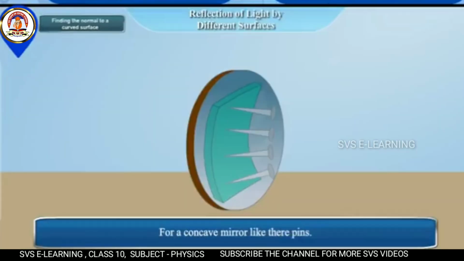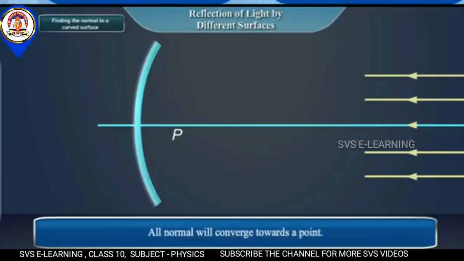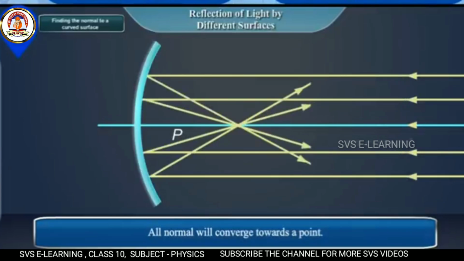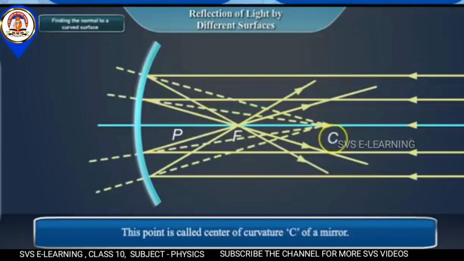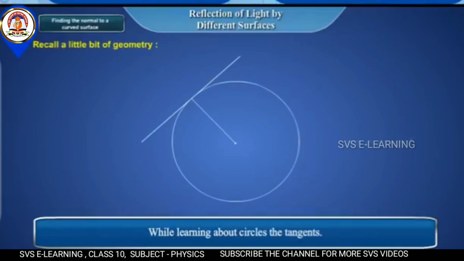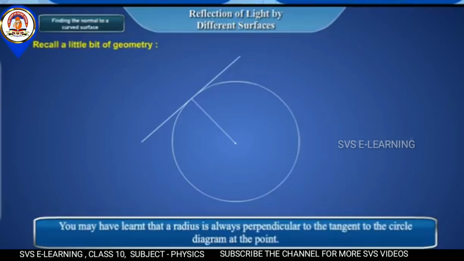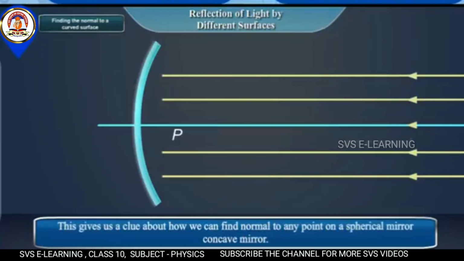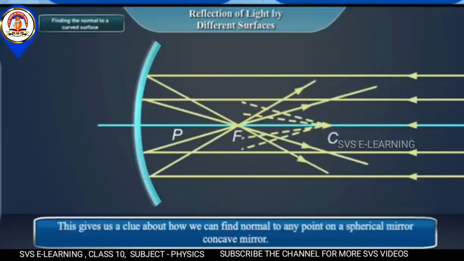For a concave mirror, like the pins, all normals will converge towards a point. This point is called the center of curvature C of a mirror. Recall a little bit of geometry. While learning about circles and tangents, you may have learnt that a radius is always perpendicular to the tangent to the circle at that point. This gives us a clue about how we can find the normal to any point on a spherical mirror.